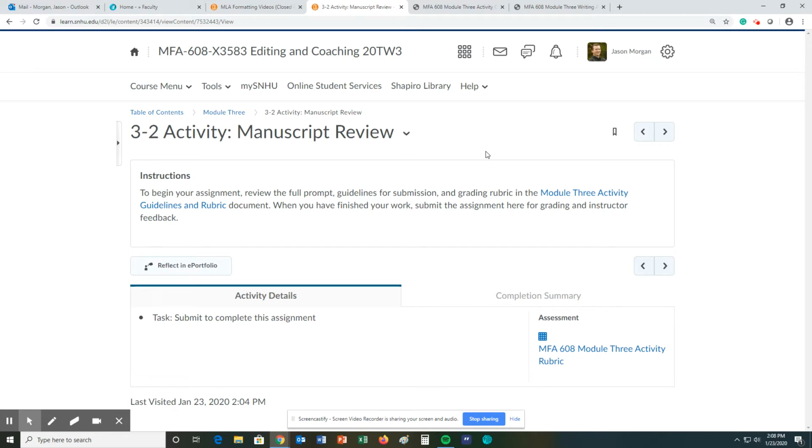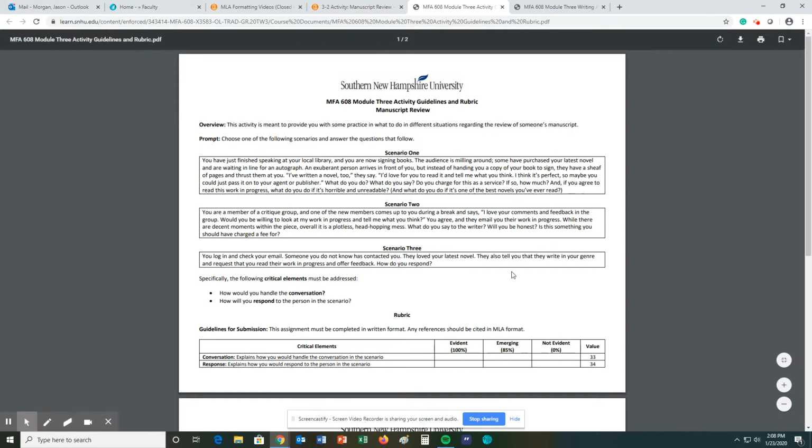Activity 3-2. I love this activity. This is very practical in nature. Let's go ahead and take a look at what we have to do. If you click on Module 3 Activity Guidelines and Rubric, it brings up the situation. Let's go over it.